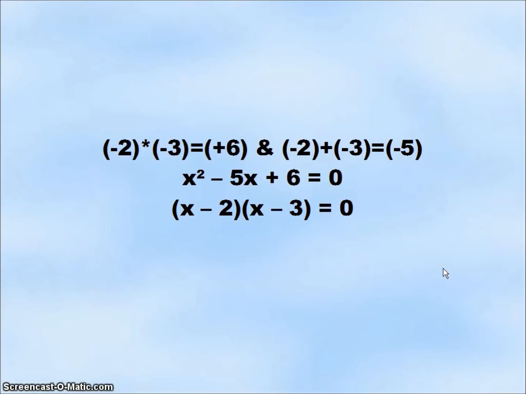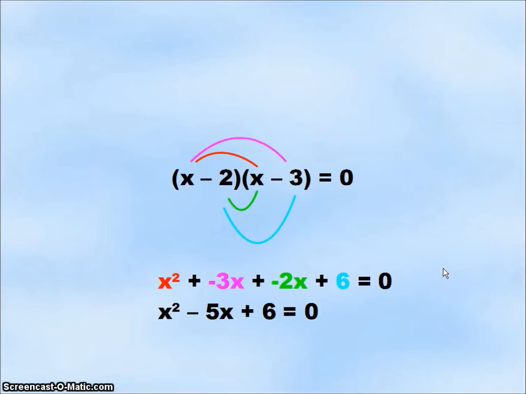Let's just make sure. Going through, x times x is x squared. x times negative 3 is negative 3x. Negative 2 times x is negative 2x. And negative 2 times negative 3 is positive 6. And combining our like terms that are just x, yep, that's what we want it to be.